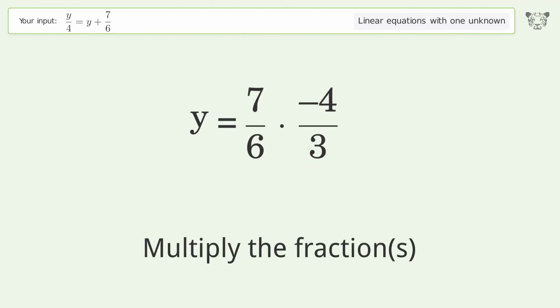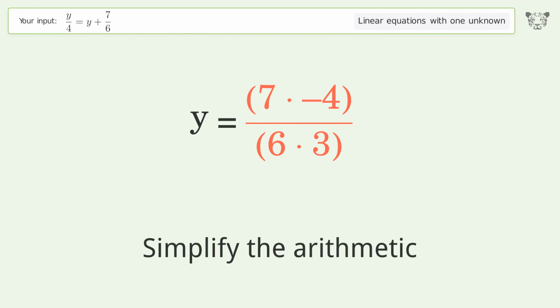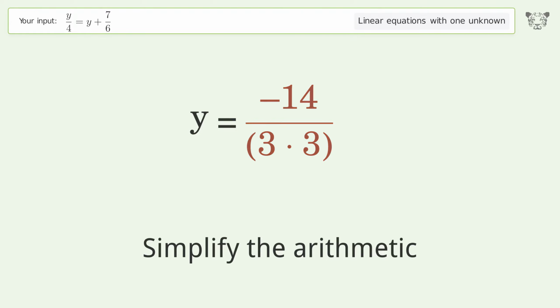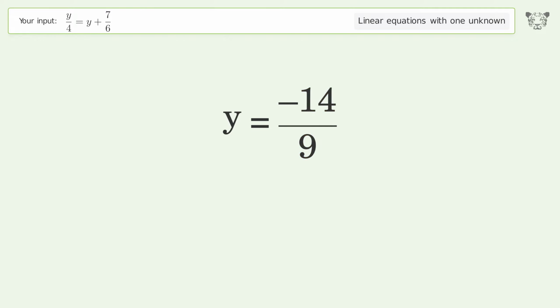Multiply the fractions. Simplify the arithmetic. And so the final result is y equals -14/9.